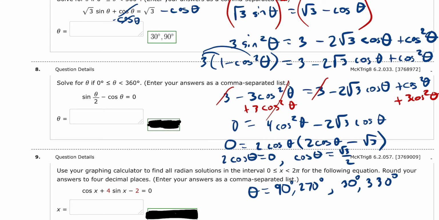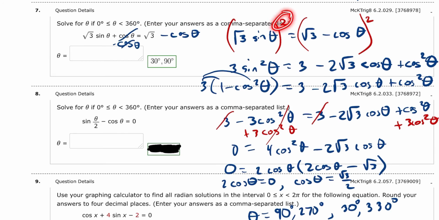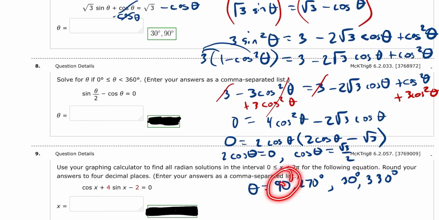Oh, but we need to check. I forgot to mention, whenever you square both sides of an equation, there's a possibility that your solutions will be extraneous. And so what you have to do is plug this into the original equation to see which ones check out and which ones do not. For example, let's check 90 degrees. If you plug in 90 for theta, sine of 90 would be 1. This would be 0, and so you get a true statement. So 90 is a solution.